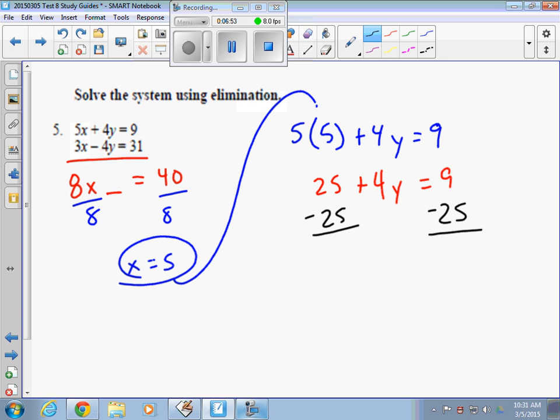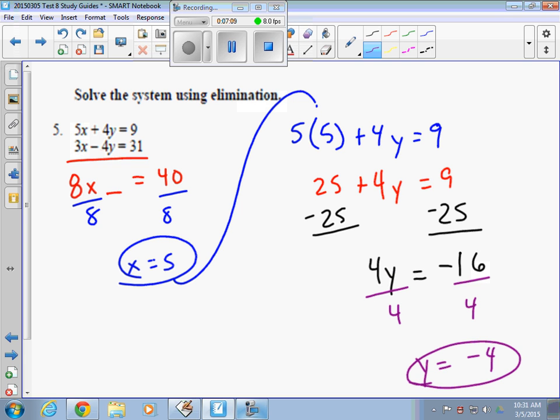15 minus 9 is going to be 6. So we're going to have negative 16 here. 4y equals negative 16. Divide both sides by 4. A negative divided by a positive is a negative, and 16 divided by 4 is 4. So you have an x and you have a y. You always write system solutions as x comma y, or 5, negative 4.